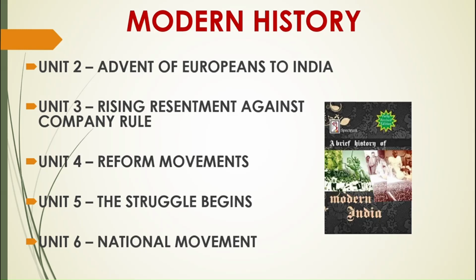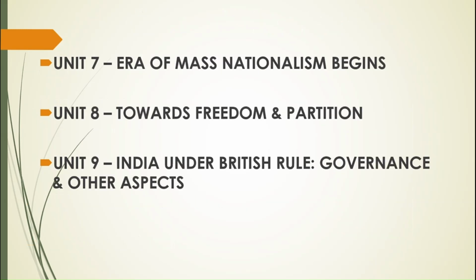So I read this Spectrum book for modern history, and these were the units that I used to cover. Please note, I have just mentioned the names of units. I have not mentioned the names of chapters, okay? So I used to read from Unit 2, that is Advent of Europeans to India, to Unit 9, that is India under British rule, governance and other aspects. Please pause the video and have a look at the units that I have mentioned here. Yes, you'll have to cover each and every chapter under these units, okay?